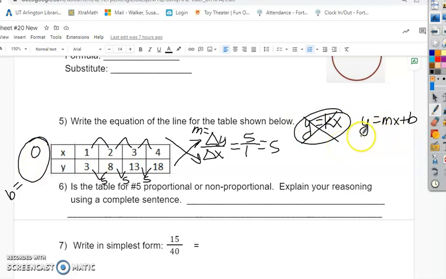So your job is to plug this number. Remember, X and Y stay the same. You have to put in the M and whatever your B is. Is the table proportional or not? Hopefully we know it's not proportional because it doesn't go through what?